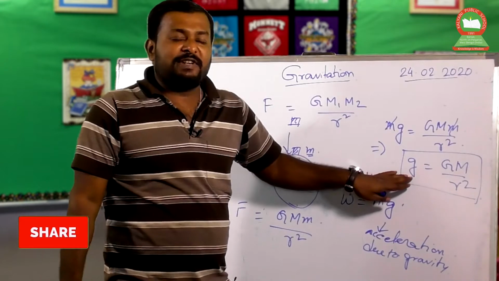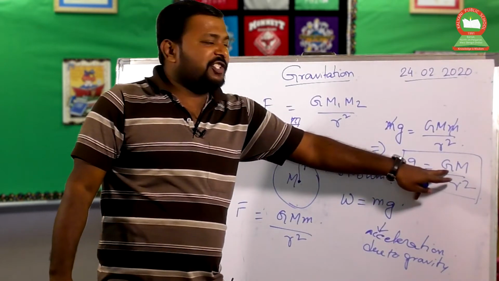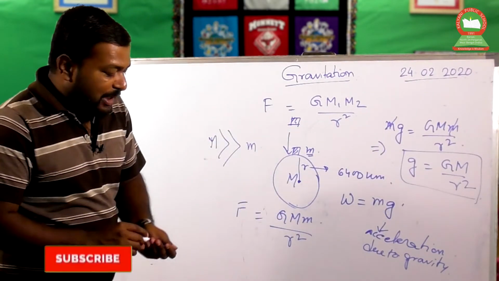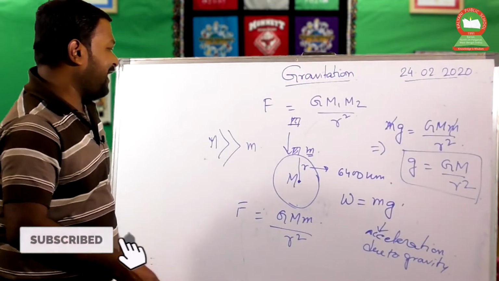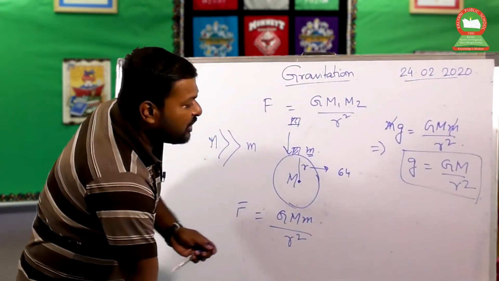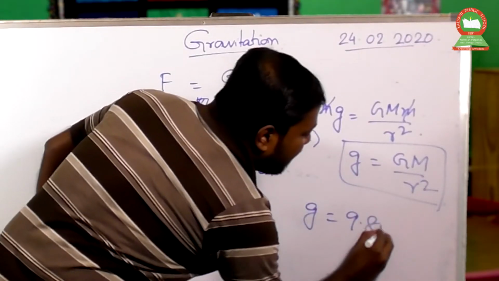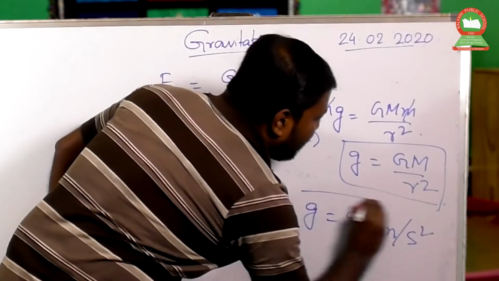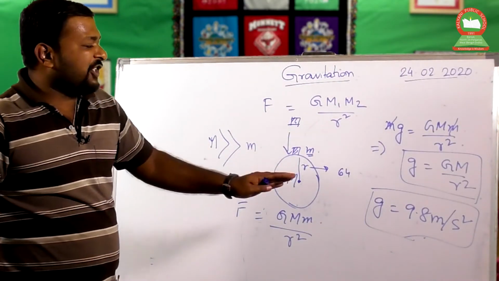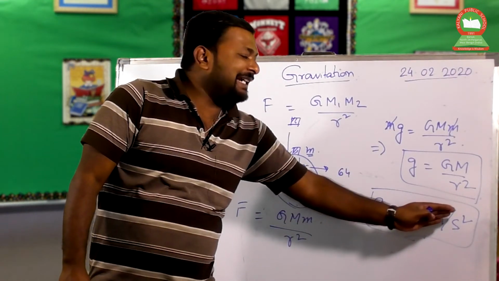That small g is the acceleration due to gravity, and capital G is the universal gravitational constant. If we put the values of G, M and r square, then after calculating we get g as 9.8 meter per second square. This is the value as well as the unit of acceleration due to gravity. So the value of g is 9.8 meter per second square.